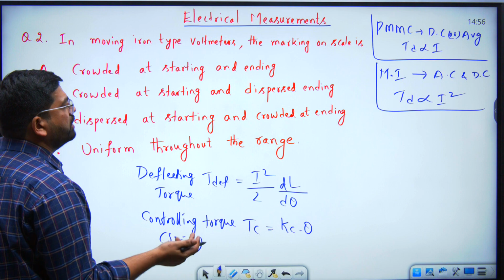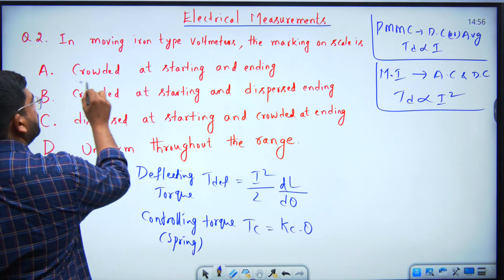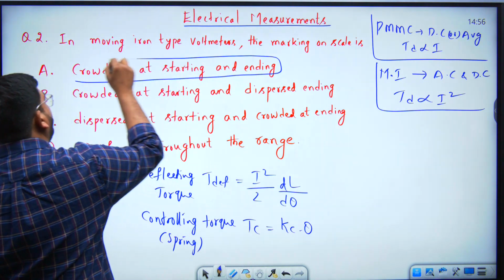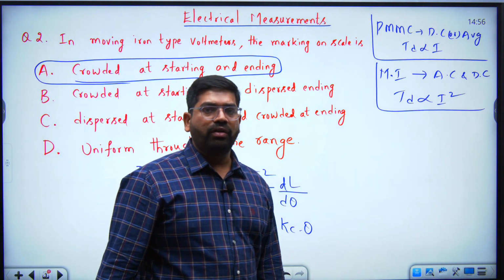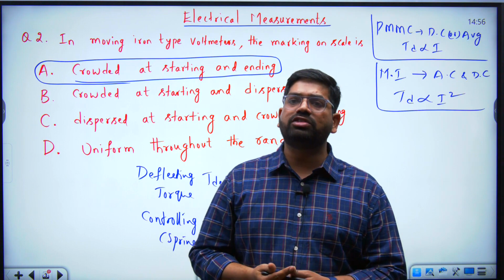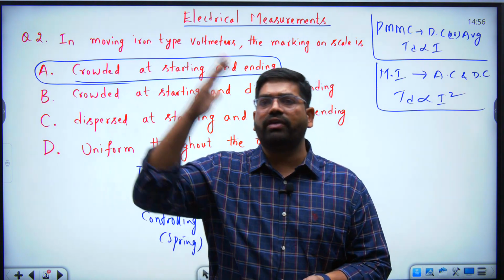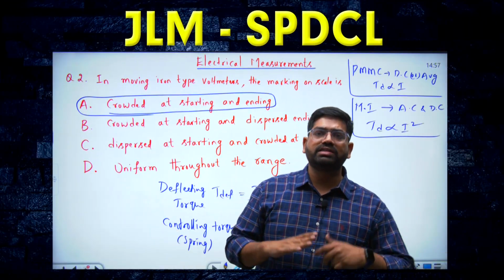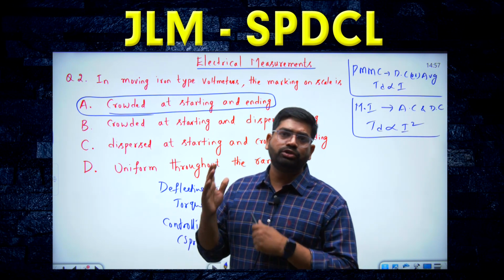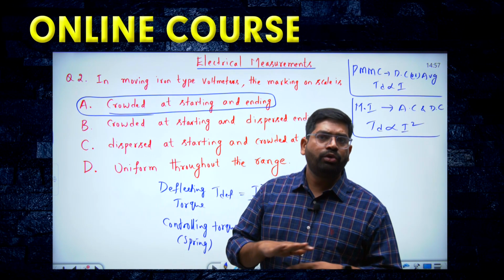Overcrowded, means crowded at the starting and ending, what will be the correct option? Because of non-linear behavior, right or not? PMMC means it is a linear instrument. You can design the scale from starting to ending because we can have uniform distribution. So absolutely no problem when you design the scale for PMMC. You can choose from starting to ending, no problem at all.